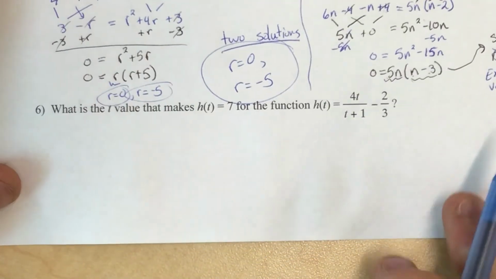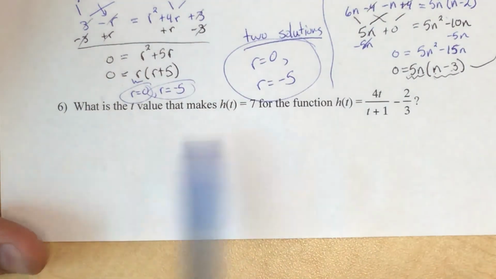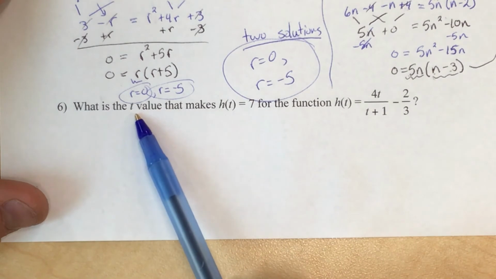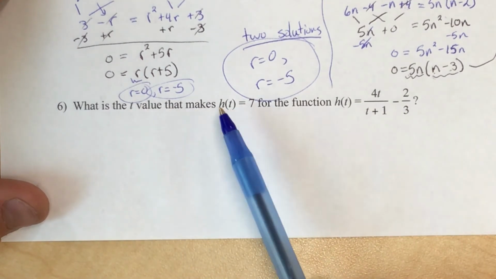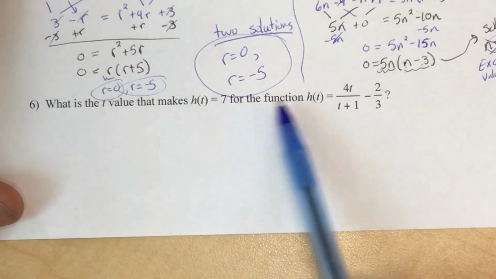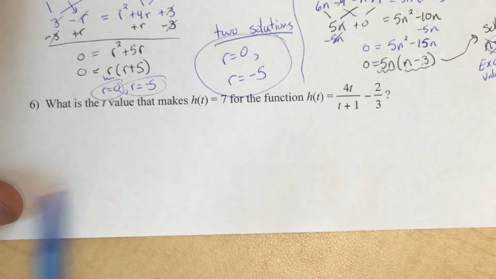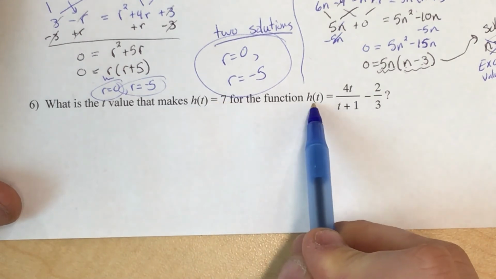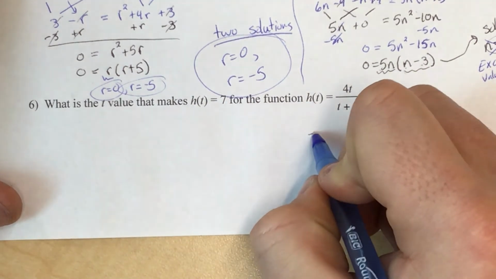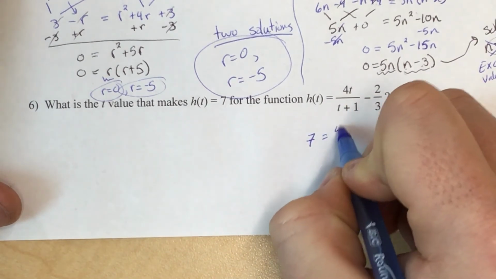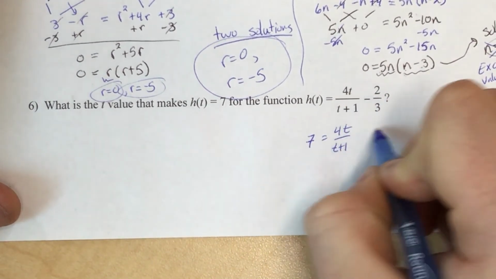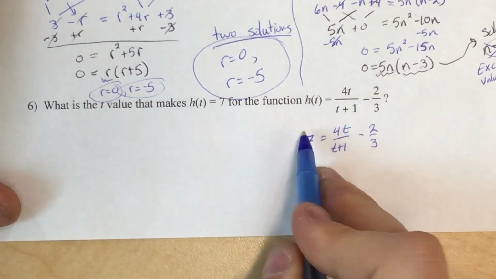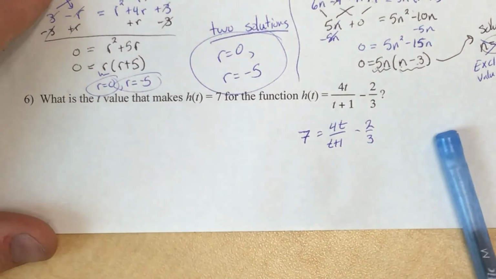Now the last one's kind of, I don't want to say word problem, but it's something that deals with this function notation of h of t. Okay, so what is the value of t that makes the function h of t equal to 7 if the function has this given equation? So essentially what we're doing is just replacing h of t with 7. So if h of t is equal to 7, all this is just saying 7 is equal to 4t all over t plus 1 minus 2 over 3. All I've done is just set this equation equal to 7. And we're going to do the exact same thing.